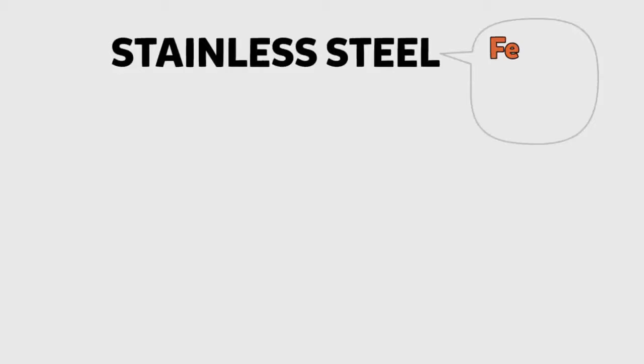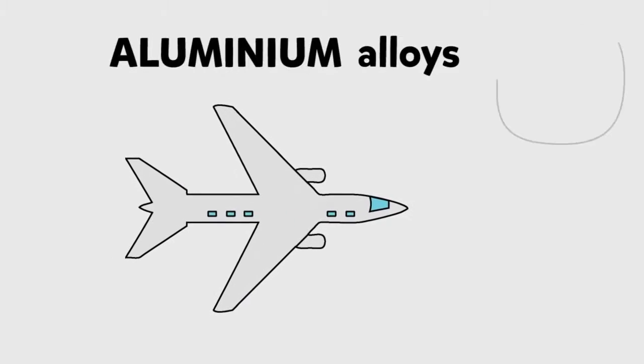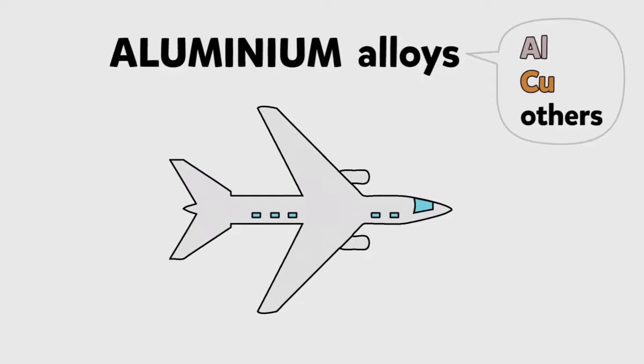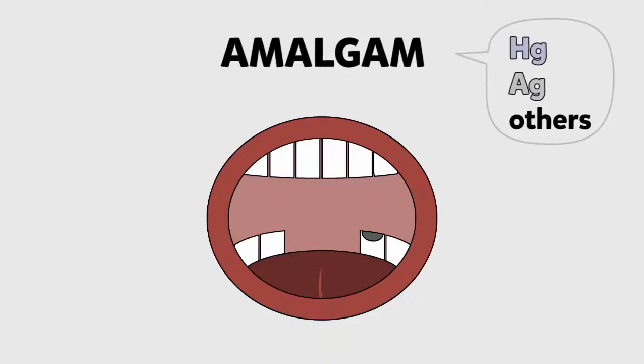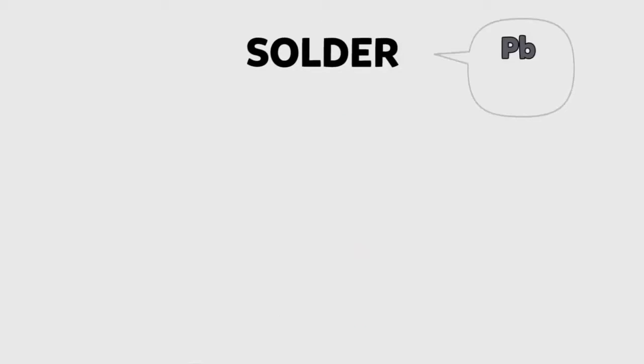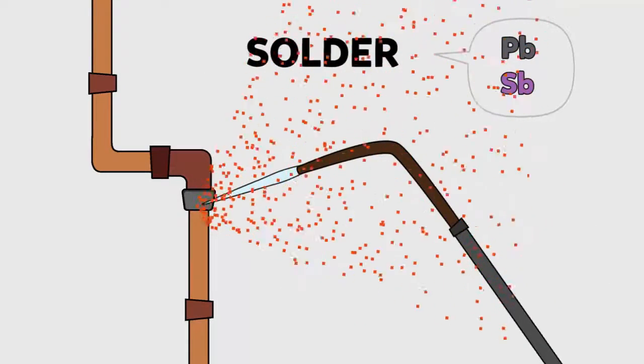Stainless steel, iron with about 18% chromium and 8% nickel, used for tableware, cookware, surgical tools and so on. Aluminium alloys for planes contain a few percent of copper or other metals. Amalgam is mercury with silver and other metals once used for dental fillings. Solder, lead and tin for joining electrical wires and components, melts very easily.